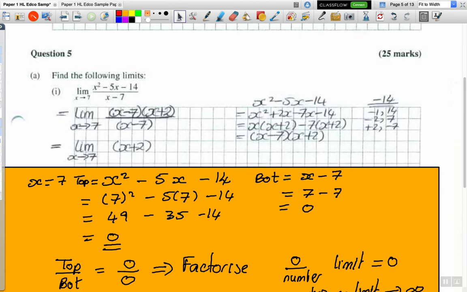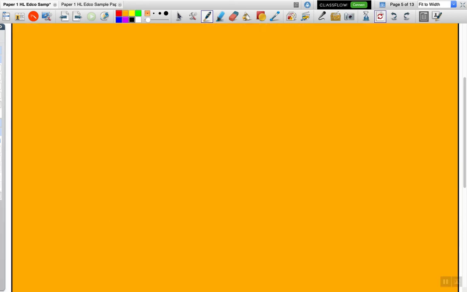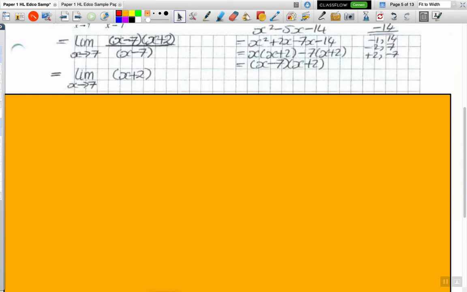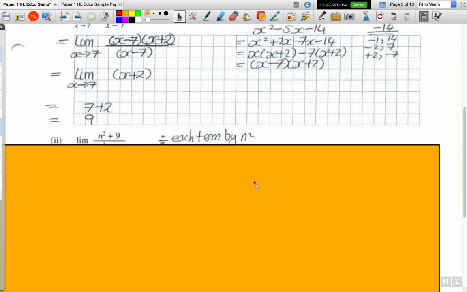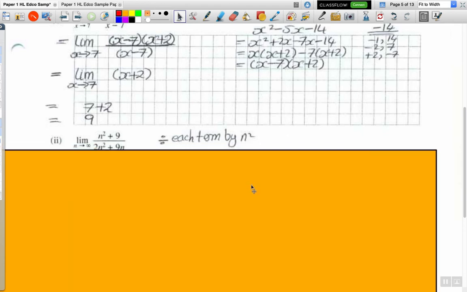And of course, when you factorize, what you'll end up with is an x minus 7 on the bottom and an x minus 7 on the top, which can be cancelled out. When you cancel it out, you then put in the limit. Then you've got x tending to 7, so you let x equal 7. So you get to this line, 7 plus 2 is 9, so therefore you say the limit is 9.